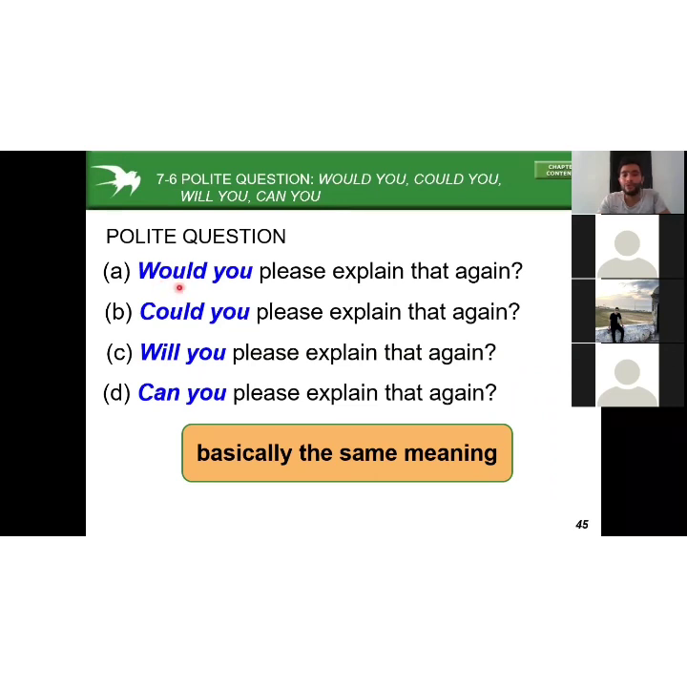And take a look. When we use would, it's very formal. It's actually more formal than may. I will give you the table again in a minute. Now, could, the same thing. Formal, can, formal, but boom, we have will. Will, guys, is informal. If you put it into a translator, the translation would be something like, ¿quieres explicarme de nuevo? O ¿podrías explicarme de nuevo? That's the translation that you would find.